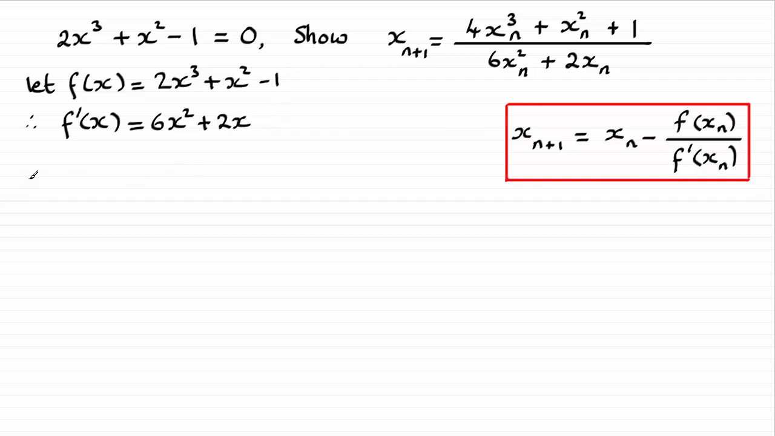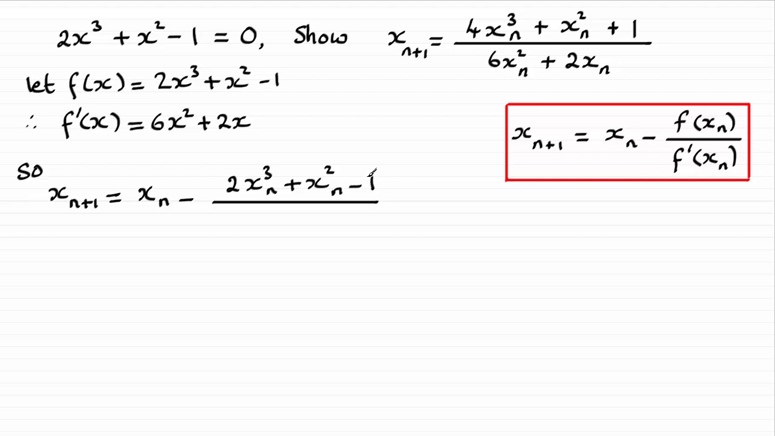Okay? So, what we need to do now is just substitute our values into the Newton-Raphson formula. So, for the n plus 1th approximation to the root, x, we've got x with the subscript n, and then it's minus, and then we've got our fraction here where we've got f of xn. So I just need to substitute x subscript n into here, and that's going to give me 2x cubed with an n there, plus x squared, and again with subscript n there, minus 1. And it's all over that first differential. So just copy this result in. So we've got 6x squared with a subscript n plus 2x with subscript n.